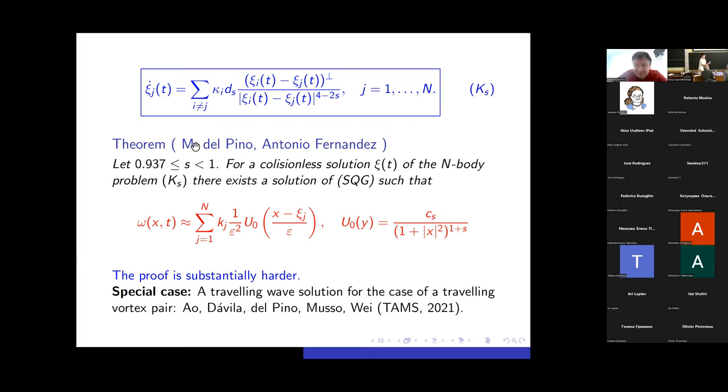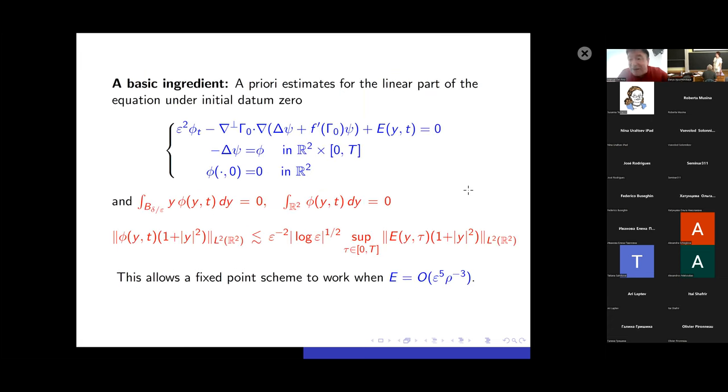Could you please repeat how the parameter epsilon is introduced for the first time? Yes, it's a regularizing parameter, right? And how is it introduced? I'm sorry, I have problems with the sound. Could you please repeat? Excuse me, once again: how is the parameter epsilon introduced for the first time?